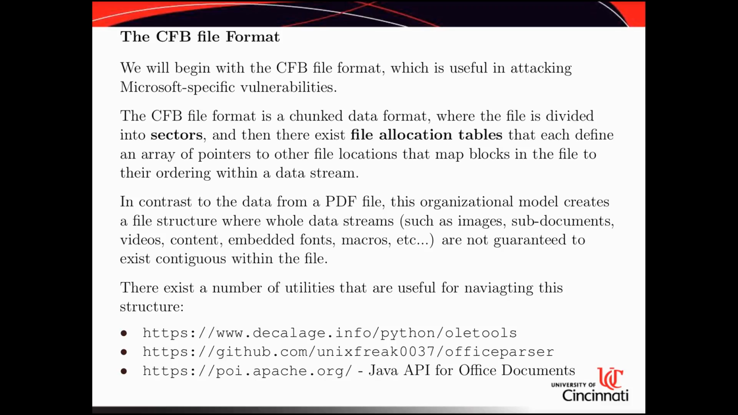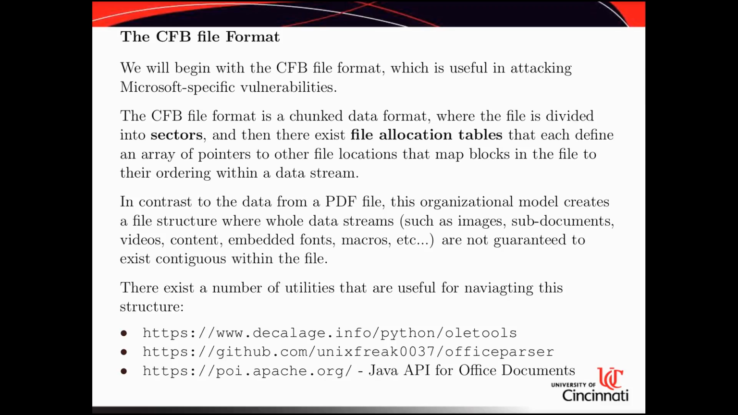So, beginning with the CFB format, it's useful in attacking Microsoft-specific vulnerabilities, as I said. I explained some of the nature of that earlier, so I won't go into why. I will say that from a file layout perspective, the CFB file format is a chunked data format, with the file divided into sectors. And then there exists the file allocation table that defines an array of pointers to other locations that map blocks in the file to their ordering within the data stream.